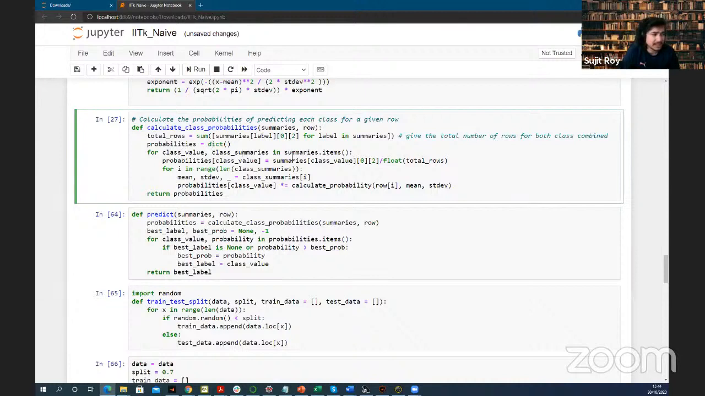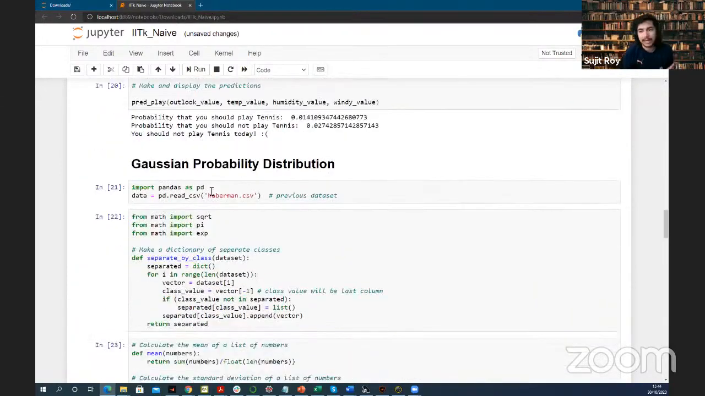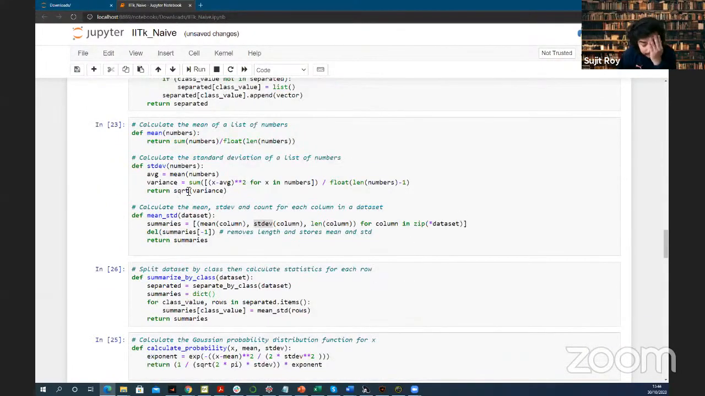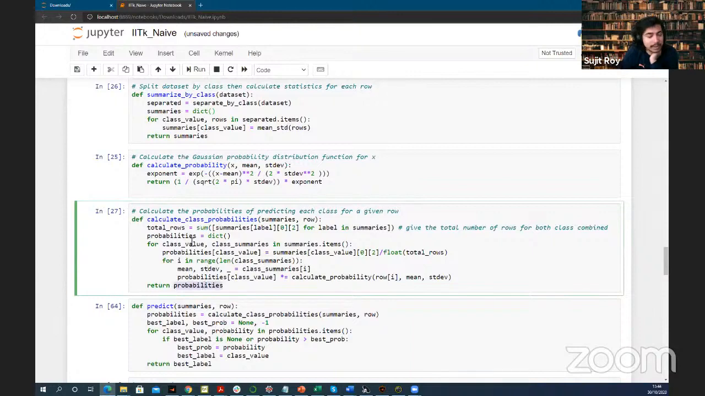For class value, class summaries, and summaries dot item, you could have just done this with this as well. I hope you remember that. So class value, class summaries, and summary dot item, probabilities, class value, calculating the summaries of the class value of 0, 2, and the float by the float rows. Similarly, you're calculating the class values by the mean and the standard deviation, that same thing that we have done using the for loop. Here we are trying to calculate the mean and the standard deviation, and then we calculate the probability and return them to the probability dictionary. So we are trying to add them to the probability of the class value.